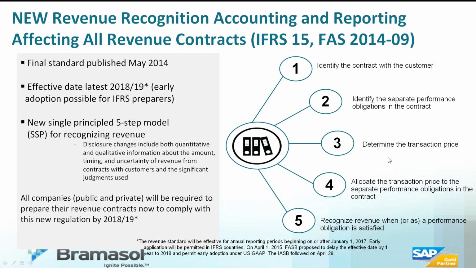Next is determining what's called the standalone selling price, or the fair value, or the transaction price. You need to establish that now. That's something new. And then how those get allocated to the various performance obligations, and then the ongoing recognition of revenue as the various obligations are satisfied.